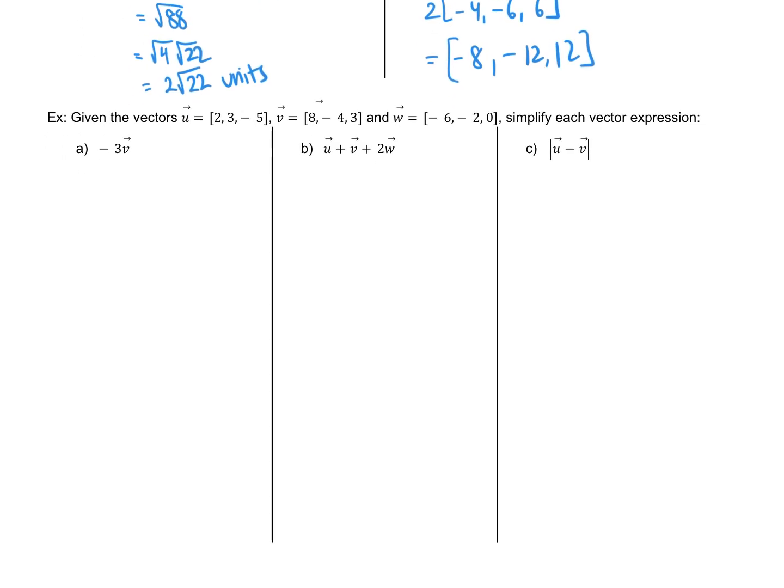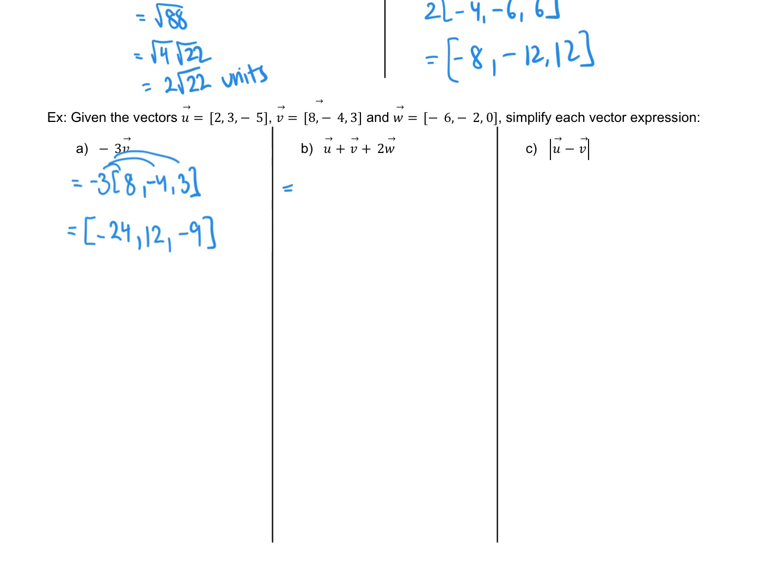Okay, one more example. I have vectors u, v, and w, and we're going to simplify each expression. So we're going to start with some scalar multiplication. So I'm going to take vector v and multiply it by -3. So I'm just distributing that -3 in. So I have -24, 12, and -9 as the new vector.